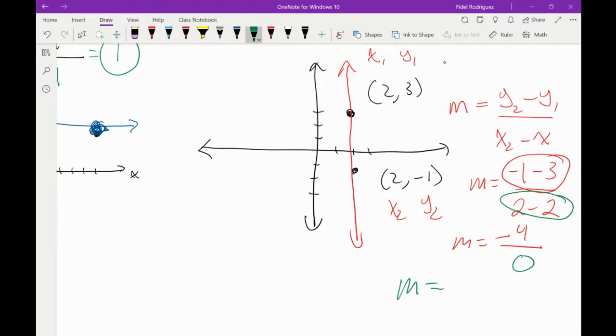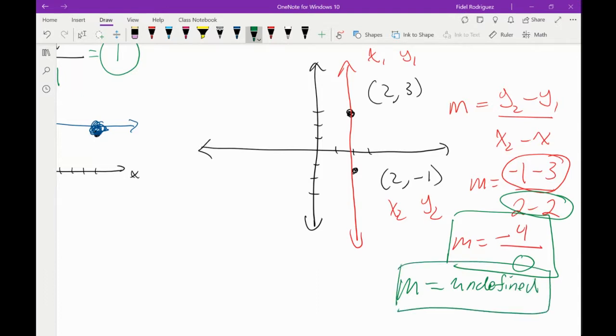Okay. Guys, in math, the one thing we cannot do, we can't divide by 0. Okay, it just doesn't work. So what we say here is that this is undefined because we cannot divide by 0. Okay, it's just the one number we can't divide by. We can divide by any number, just not 0. So what does that mean? If I have a vertical line, the slope is undefined, okay?